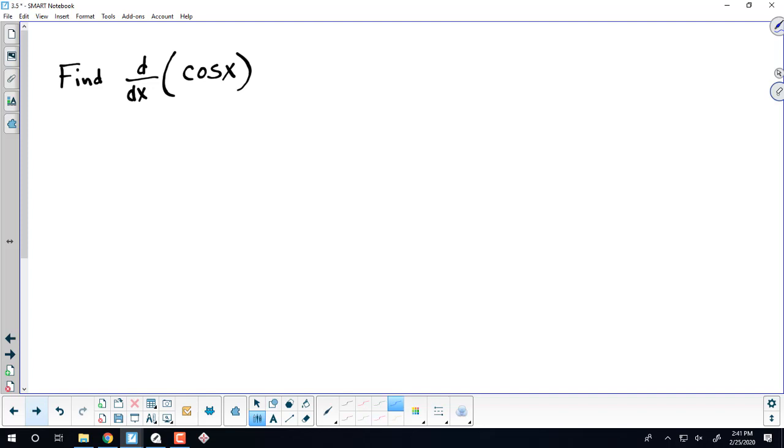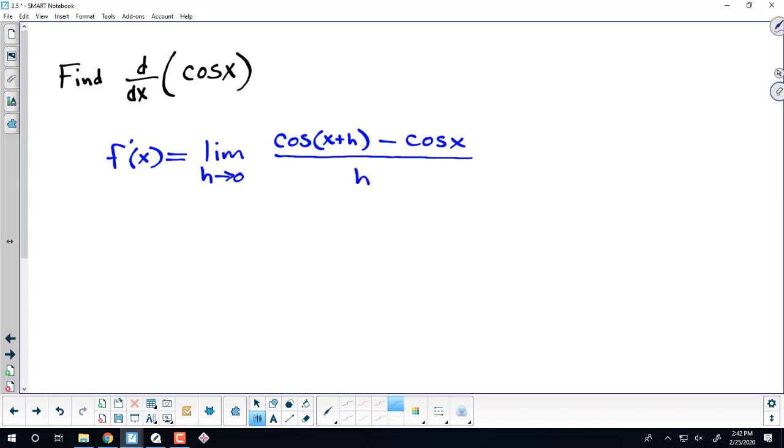So the next page will have the formula for all of our trig derivatives, but this is what we have to start off with. We have to say that the derivative of this function, f prime, is the limit as h approaches 0 of f of x plus h minus f of x, all over h.